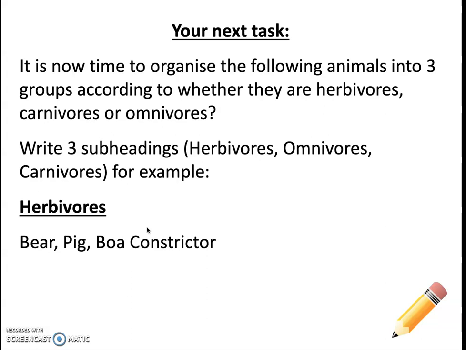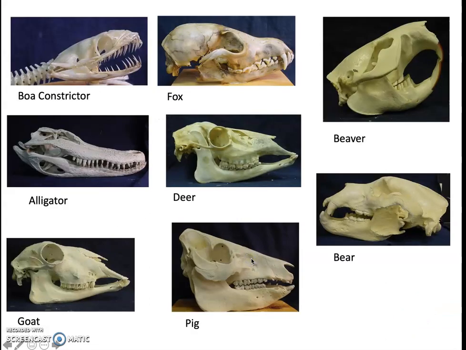So, you'll need to write three subheadings down: herbivores, omnivores, and carnivores. And then under those subheadings, you'll need to put the animals that you think. So for example, this isn't correct, but my example is, under herbivores, you might put bear, pig, and boa constrictor. Now obviously that's not correct. Okay, this is the list of the animals, so pause the video, have a look at the list, and see if you can put them into the three different categories.